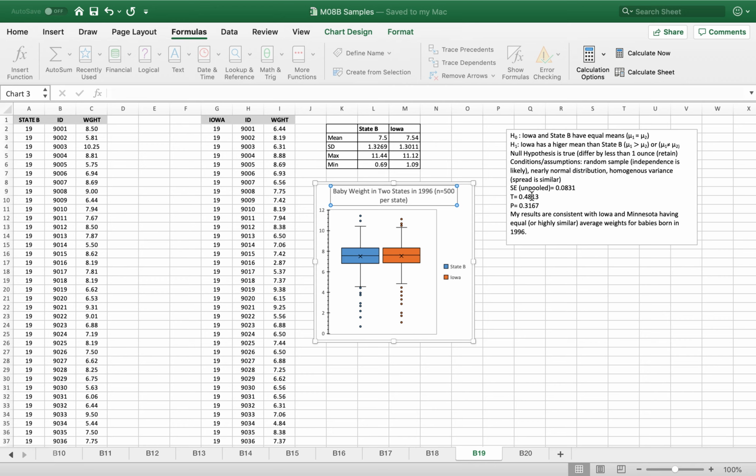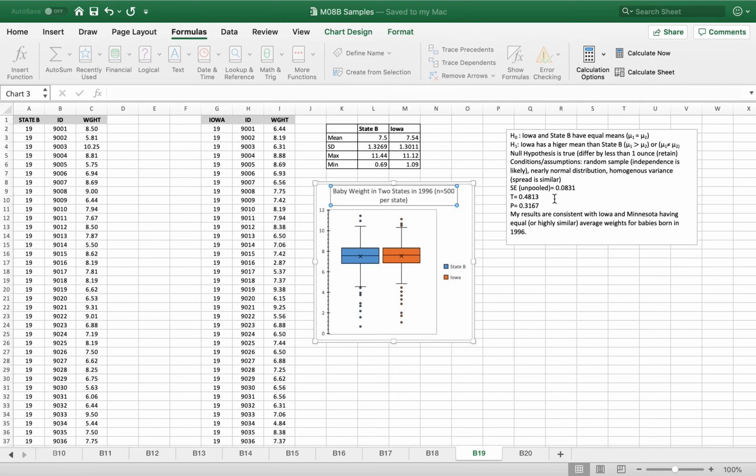And then for my standard error, and I did the unpooled one, I got 0.0831. How I got this is I took the square root of the standard deviation of State B and Iowa, squared that and divided by 500, and then I added those two together. The equation, I think, is in our book, like chapter 17, I believe. And yeah, so I got 0.0831.